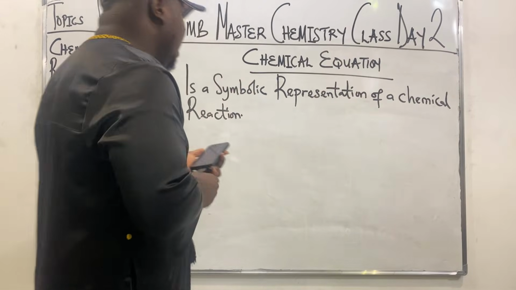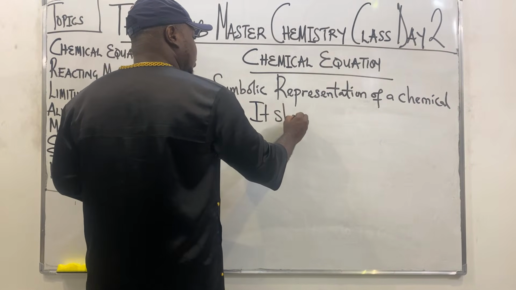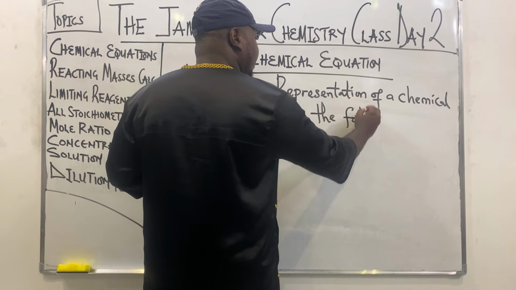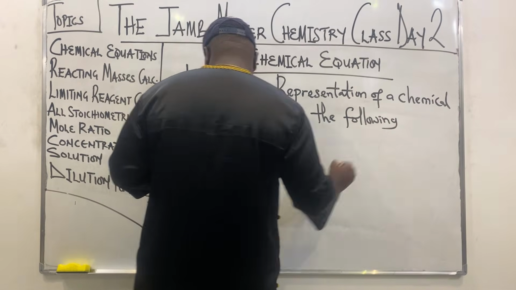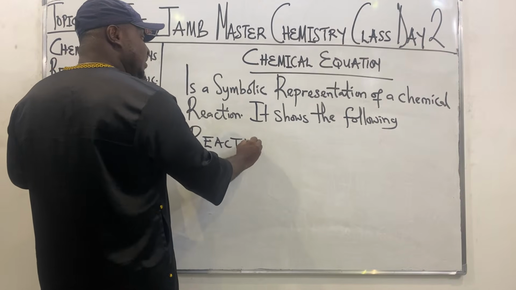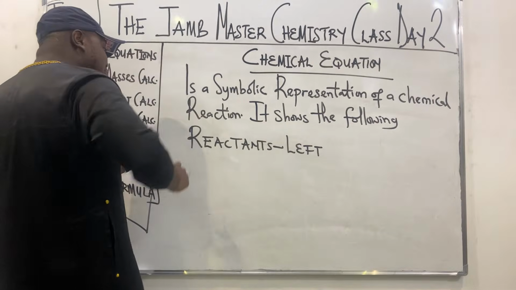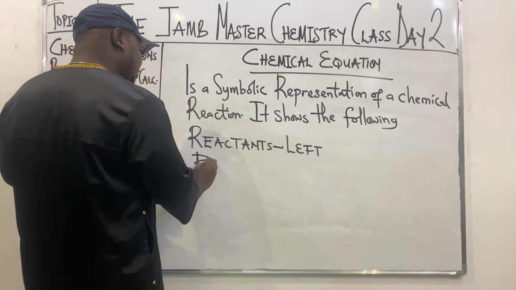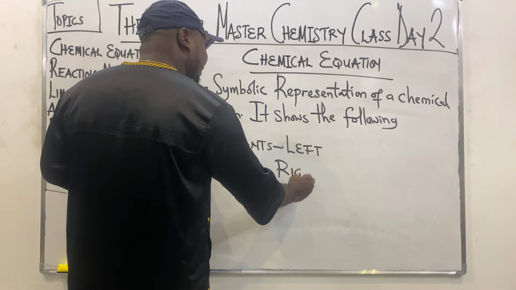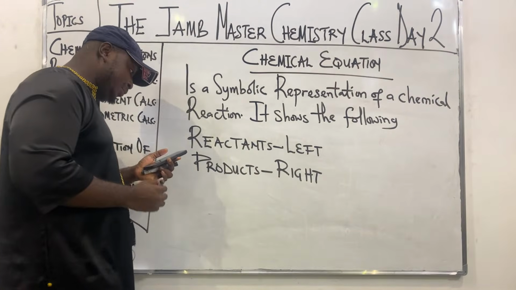Please take note. A proper chemical equation shows the following. You're going to see the reactants. The reactants are the ones on the left side of the equation. You're going to see the products. The products are usually on the right side of the reaction. So everything on the left side of the reaction are the reactants, everything on the right are the products.